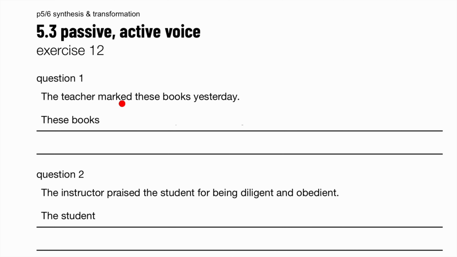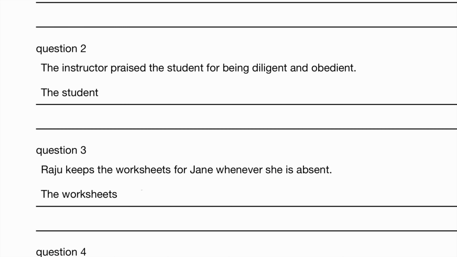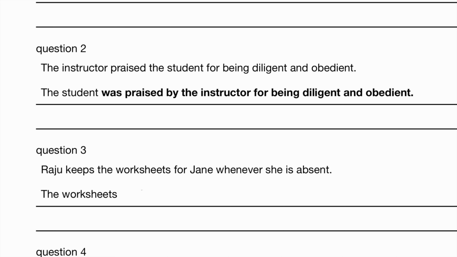Exercise 12. The teacher marked, in the past tense, these books yesterday. These books were marked by the teacher yesterday. The instructor praised the student for being diligent and obedient. So praised is in the past tense. So there's only one student. So was, singular, was praised by the instructor for being diligent and obedient.